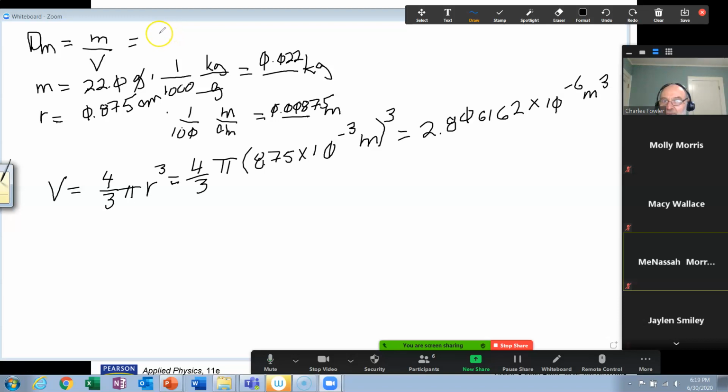formula here. The mass we calculated was 0.022 kilograms, divided by this number here, 2.80. You don't have to carry that many digits if you want to. I just decided I'd do it. 0.6162 on the intermediate. You don't carry that many at the end, times 10 to the minus 6, and that would be meters cubed.